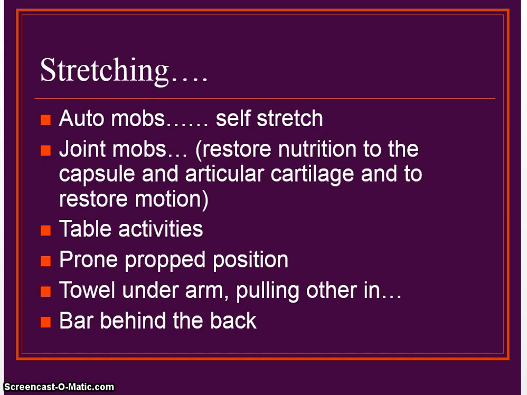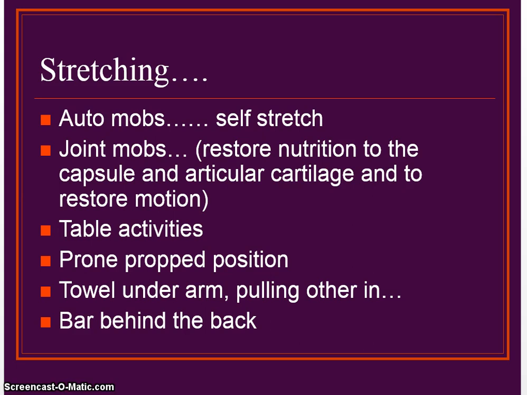So stretching, how are we going to stretch? You can have people do automobes, which is a self-stretching. You can do joint mobilizations, where you're really trying to restore those arthrokinematics, and there are two really nice videos on how to do joint mobilizations. A lot of table activities, prone prop, which is just going into that semi-plank position so that you're doing a positive stress in the shoulder.